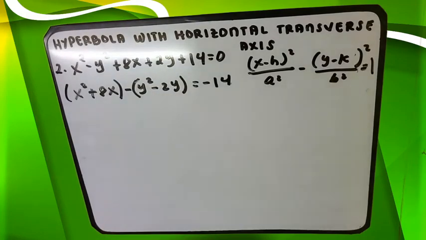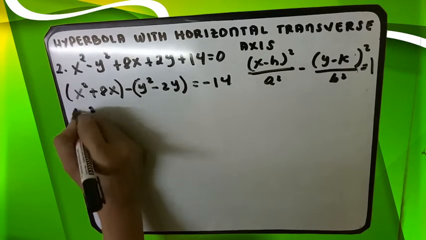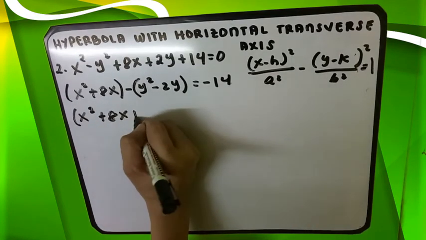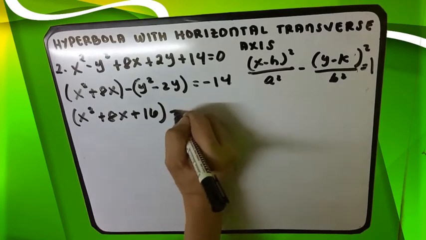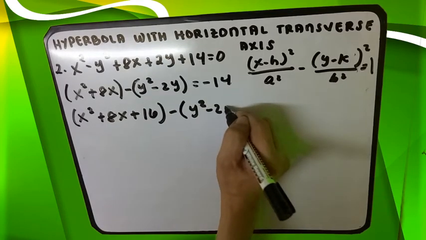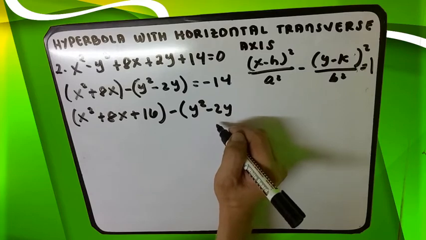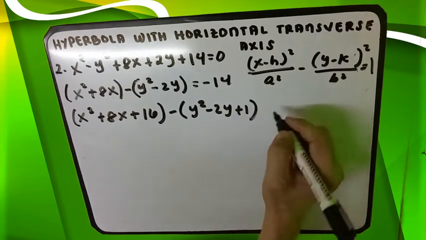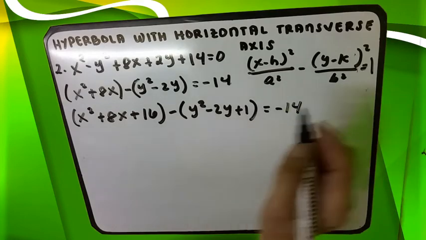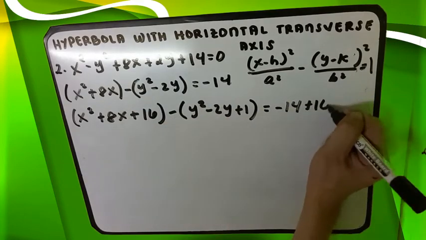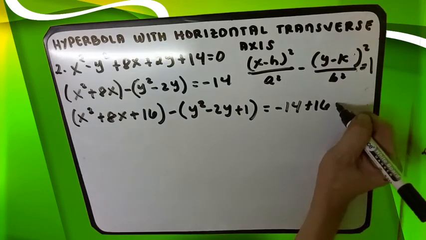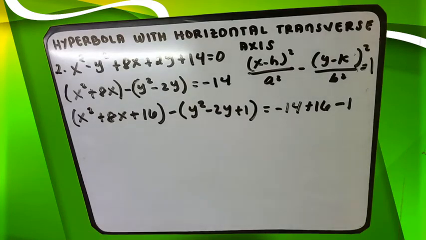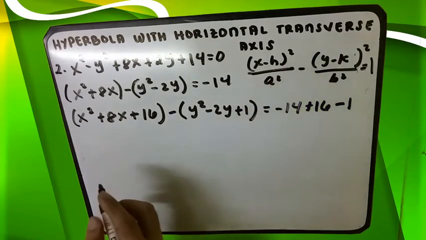And then using the perfect square method, the completing the square method, we will make it x square plus 8x plus 8 divided by 2 is 4 square, 16. Minus y square minus 2y, negative 2 divided by 2, negative 1 square is positive 1. Equals negative 14. So we added 16 here, so plus 16. We added 1 here, but because of the minus outside of the parenthesis, that is minus 1. And then we just simplify into this format.